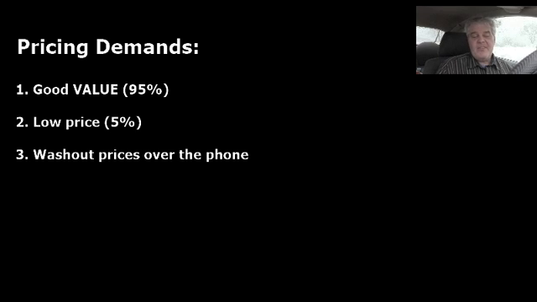And I added a third pricing demand. Again, this is another thing I've never mentioned in any of these videos yet. It's what I call washout prices over the phone. And what I mean by that is that daily, several times every single day, even on Saturdays, drivers would be on the road and they're looking to get a trailer washout. Remember, the trailer washouts, many of these drivers have to do it between every single load, or very, very frequently. So we had drivers who came in almost every single day who were doing local runs.